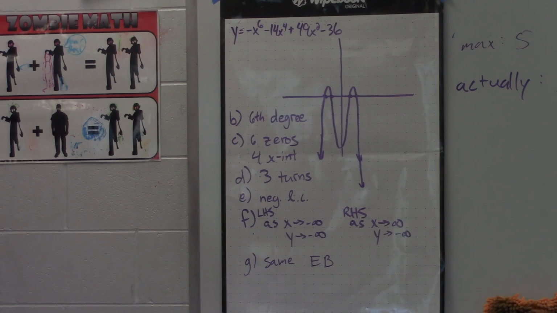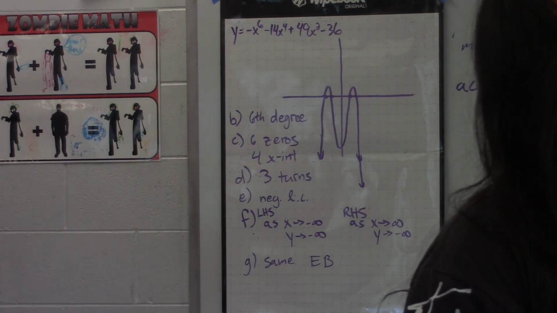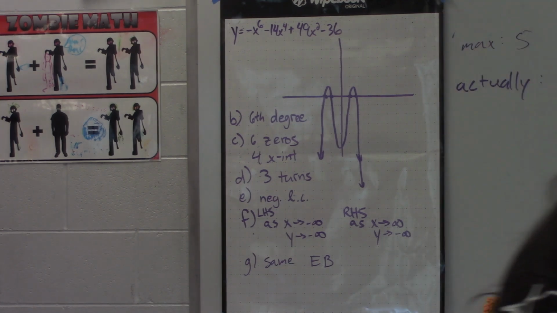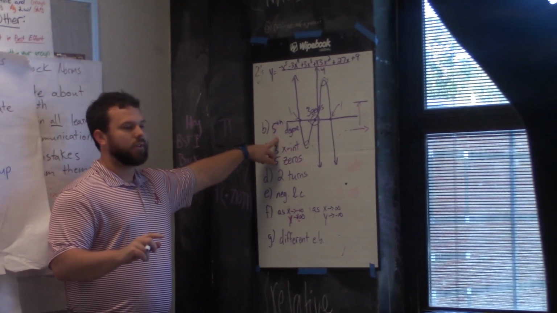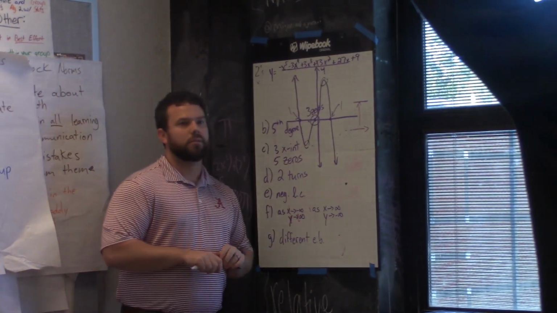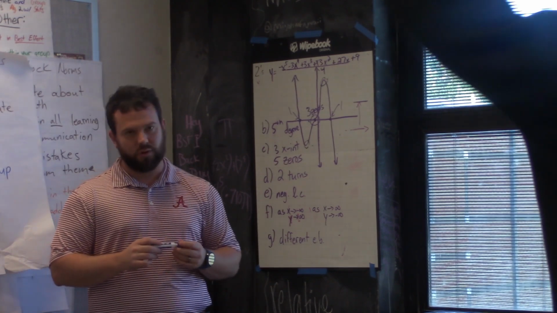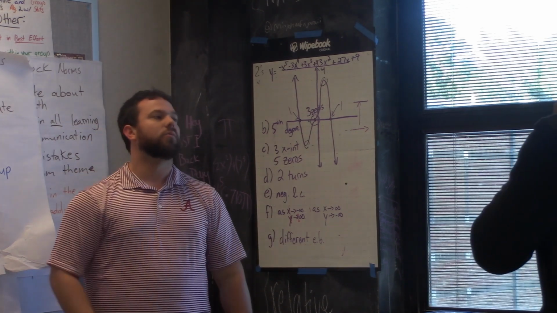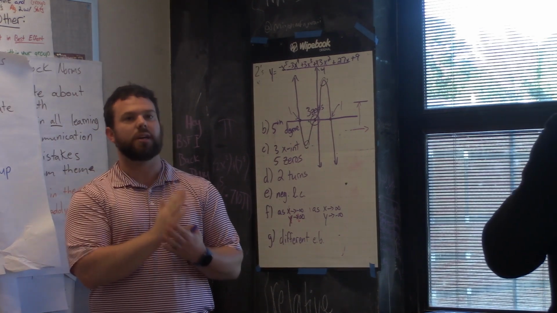Over here, this was a 5th degree. Over here, this is 5th degree, but how many actual turns are there? 5. Sorry, 5th degree could have how many turns? Turns, 2. Guys, 2 turns. It could have 4. It could have 4. How do we know it could be 4? The degree minus 1. Remember, the maximum is the degree minus 1.